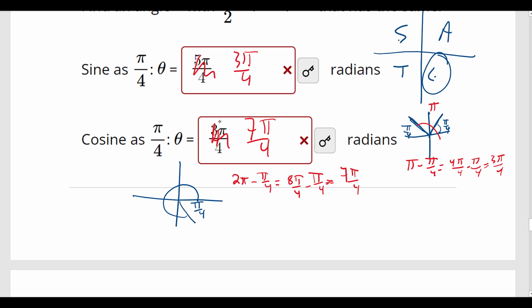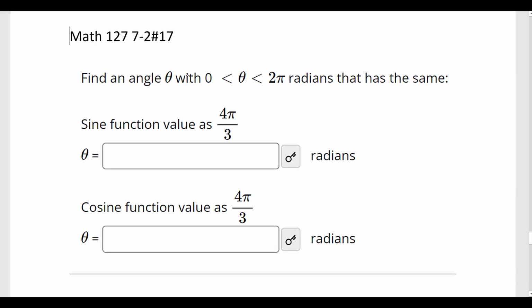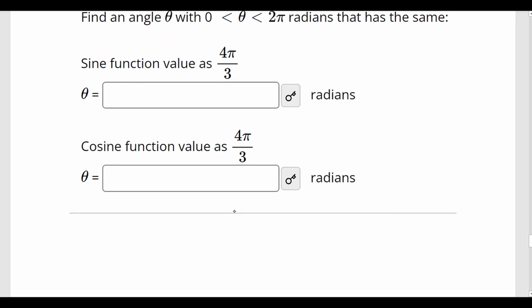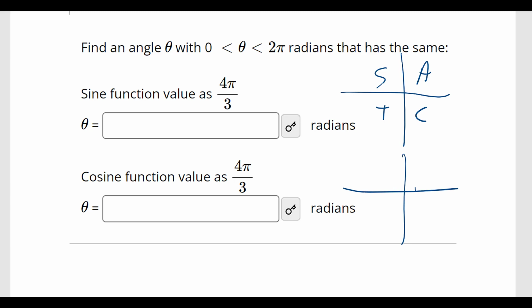Okay, let's round this off with number 17. It says find an angle between 0 and 2 pi that has the same sine function as 4 pi over 3 and the same cosine as 4 pi over 3. So once again, first of all, we know that all students take calculus. And so next we're going to say, okay, 4 pi over 3 is there. And our reference angle is pi over 3.